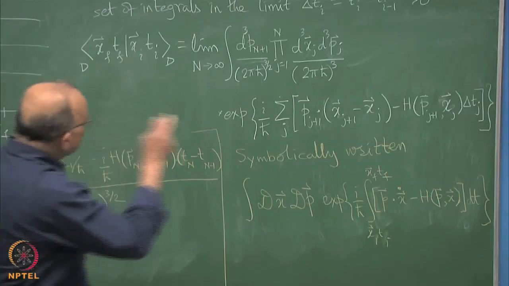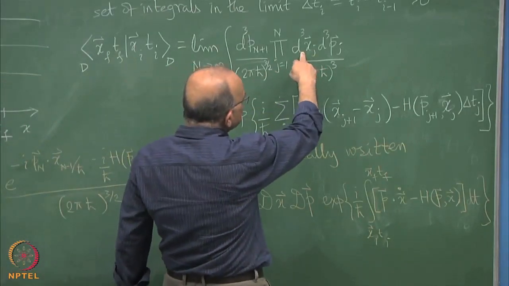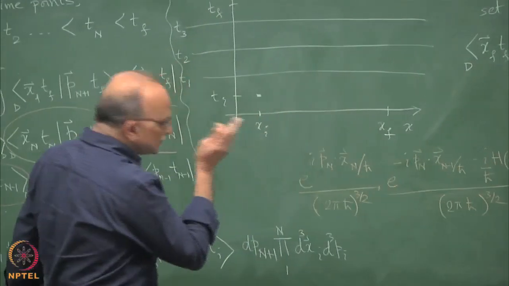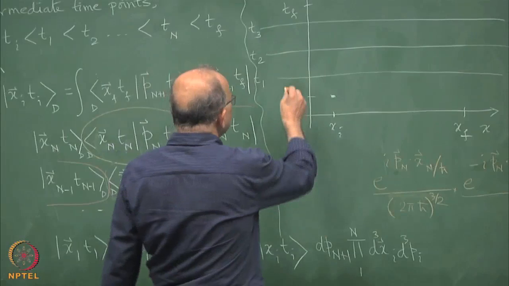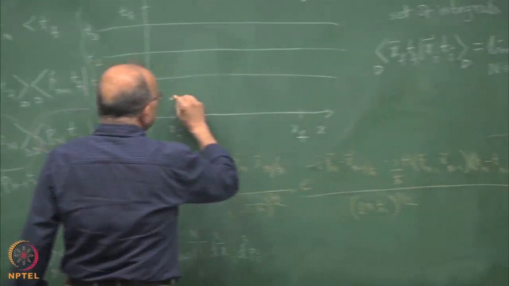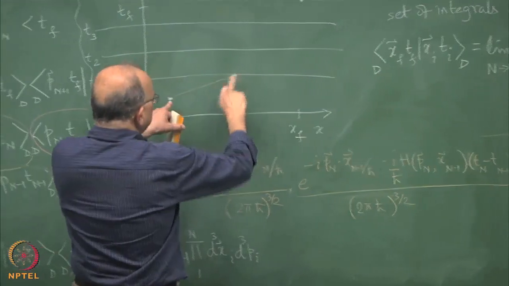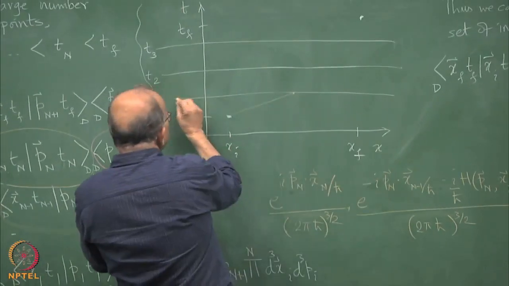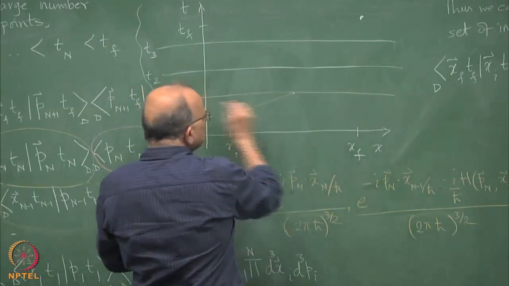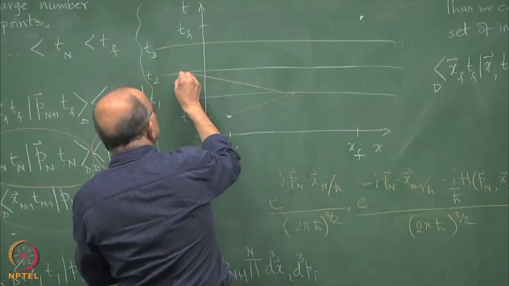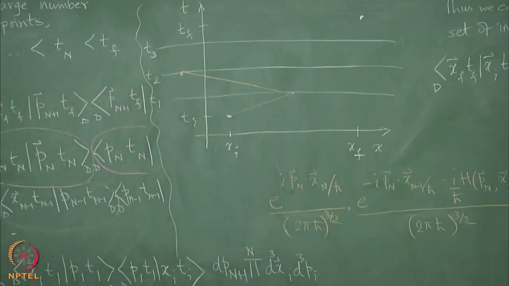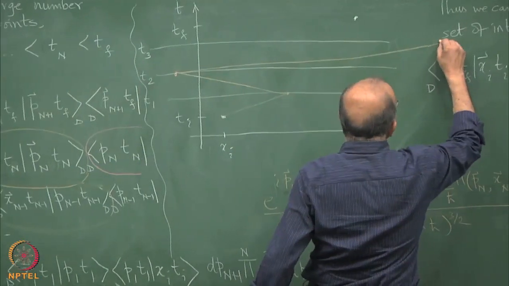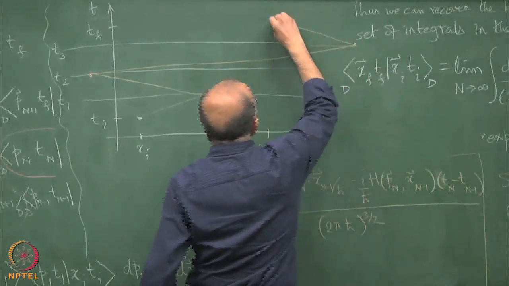Because now we have all these intermediate integrations over dx as well as dp, and if we just focus on x and ignore p for the time being, then what we are saying is I go from here to here, this is my infinitesimal propagation, but then I have to integrate over all possible t1s. Then I could go to some other value of x at time t2, then some third value of x at time t3, and then land up there.